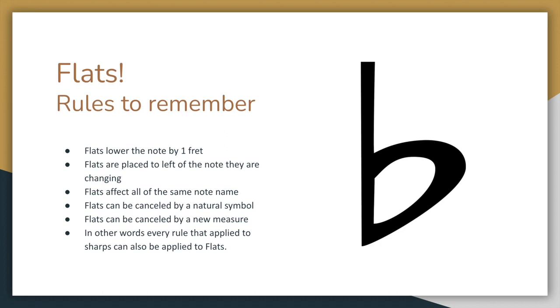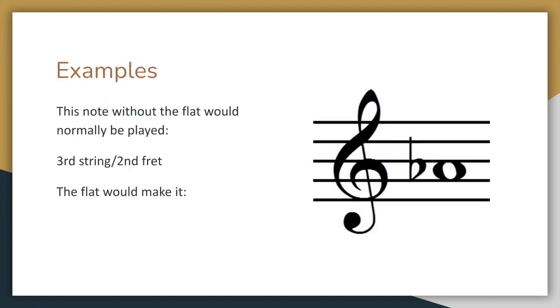So the rest of the rules are pretty much the same from sharps. We also put flats to the left of the note they are changing. Flats affect all of the same note name. Flats can be canceled with a natural symbol. Flats can also be canceled by going to a new measure. In other words, all the rules that are applied to sharps will also be applied to flats.